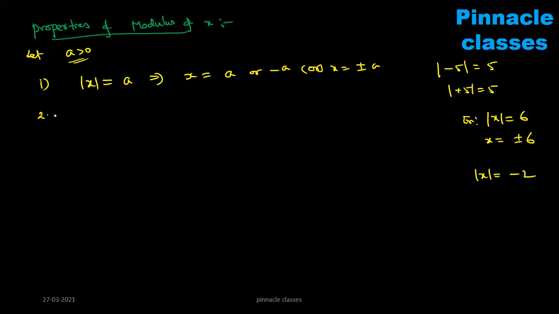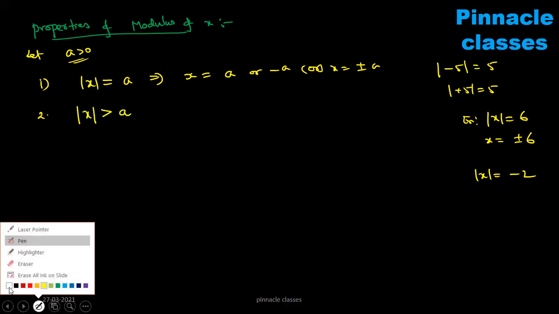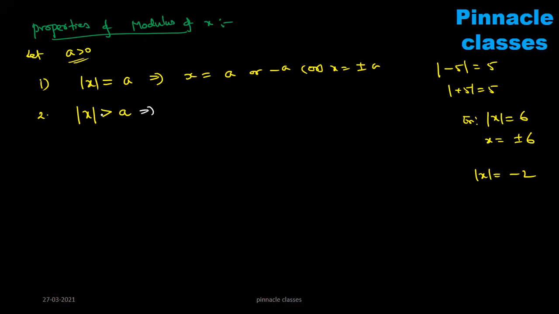Okay. Suppose modulus of x greater than a. What is the formula? Modulus of x greater than a means what here? x is greater than a or x is less than -a. How to write this one here? That is x belongs to -infinity to -a union a to infinity.